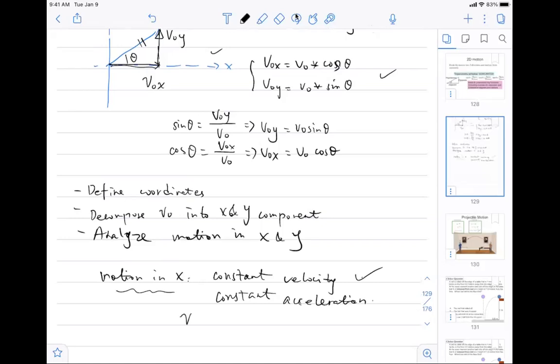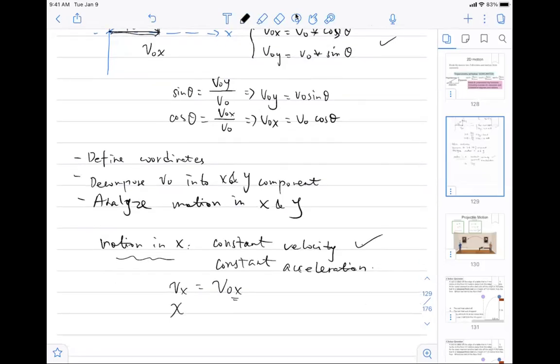So the velocity in the x direction will always be whatever it started out with. Then, if you want to know the displacement in the x direction, it is x naught plus v naught x times the total time. So this velocity times time gives you the distance it travels. So you will know which equation to use in the x direction.